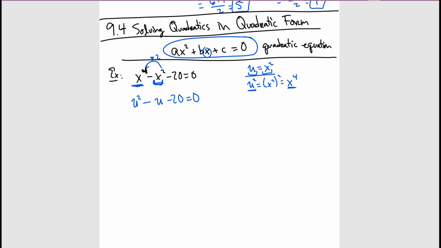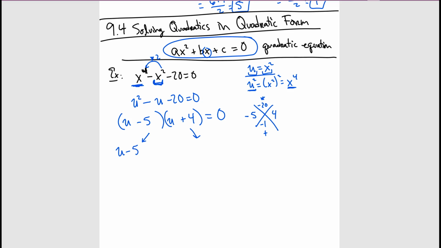So let's solve it. This is very simple. One of the things you can do is the quadratic formula. Another thing you can do is just factor it. So this is going to be a u, and this is going to be a u. We need 2 numbers that multiply to get negative 20 and add up to get negative 1. That's going to be a 5 and a 4. In this case, the 5 should be negative, so this should be negative 5, and this should be positive 4. All right, so now we can set both of these equal to 0.